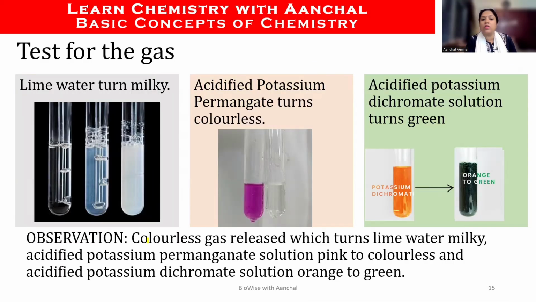Here also it turns lime water milky, same as carbon dioxide. Acidified potassium permanganate turns colorless. You can see here pink to colorless. And here potassium dichromate turns green. So this is a differentiating test between carbon dioxide and sulfur dioxide.